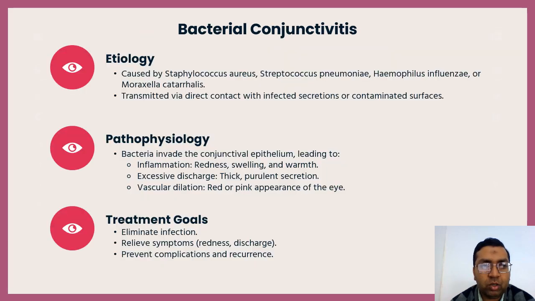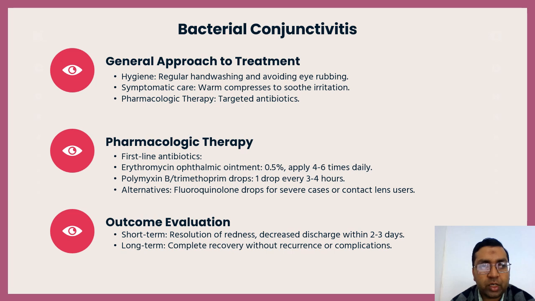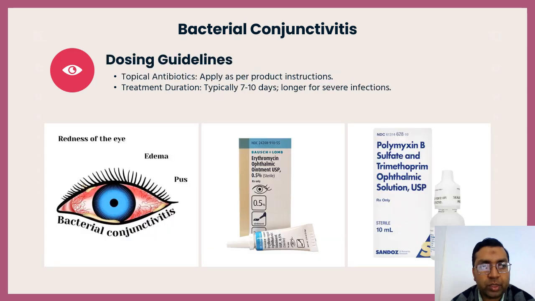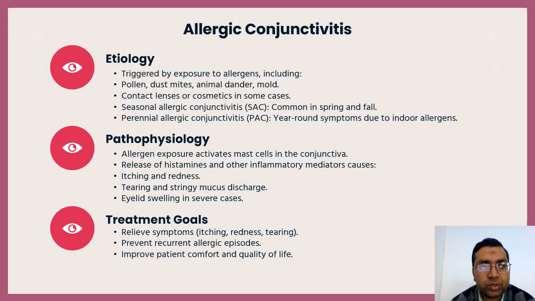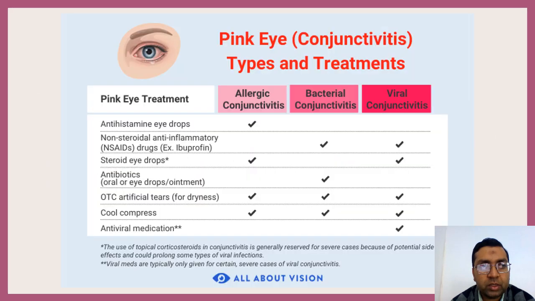Then these are all the bacterial conjunctivitis topics which we have already gone through. Okay, the general approach, and then we come to the treatment. What treatment do we generally give in bacterial conjunctivitis, then viral conjunctivitis in the same way? Then comes the last topic. Here, what happens for the treatment? Pink eye conjunctivitis types and the treatment.